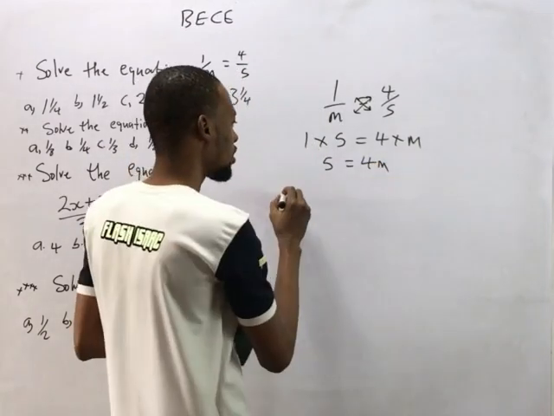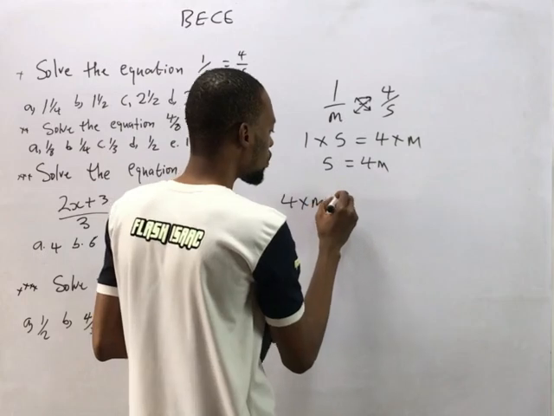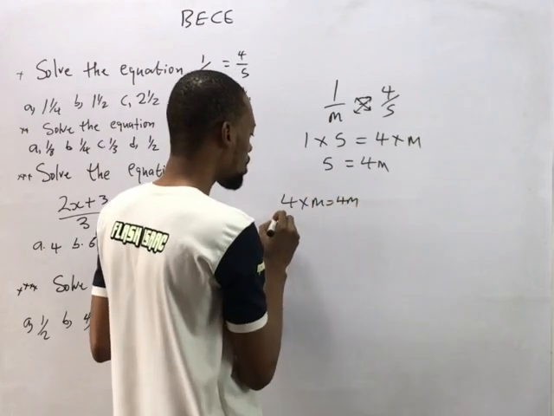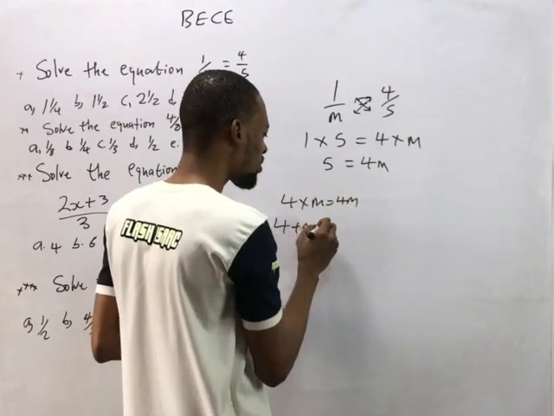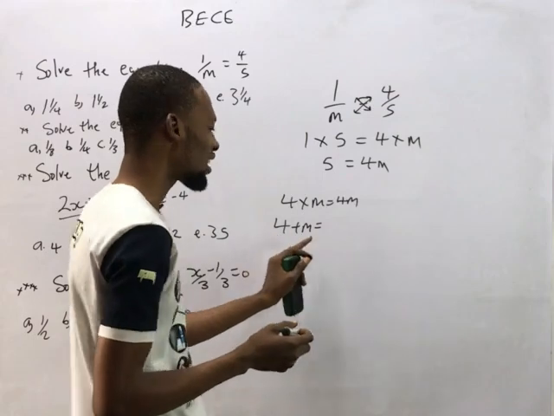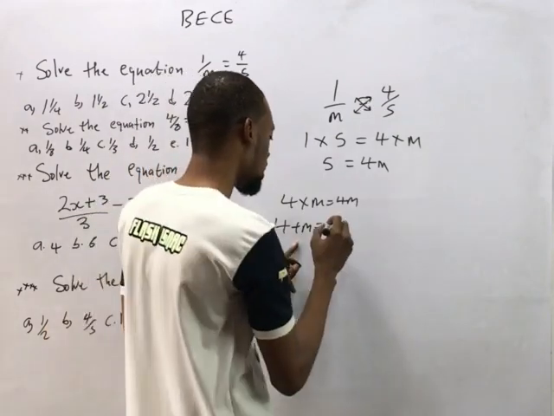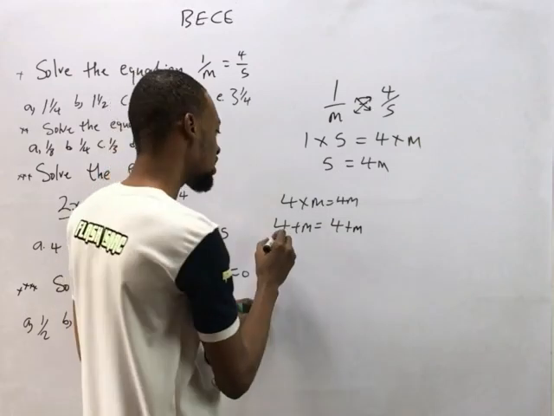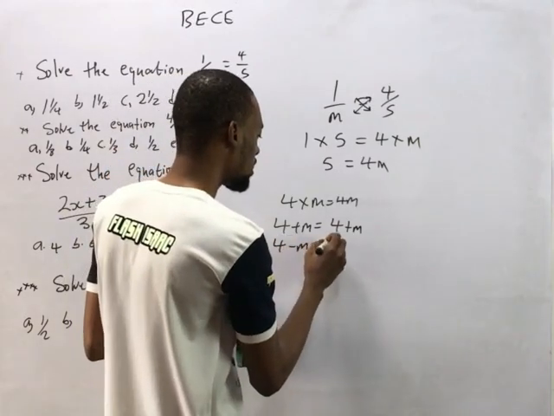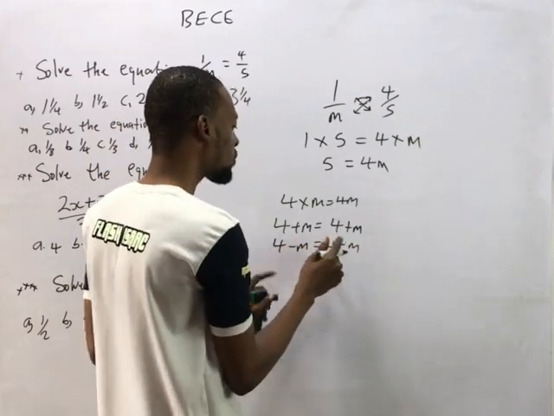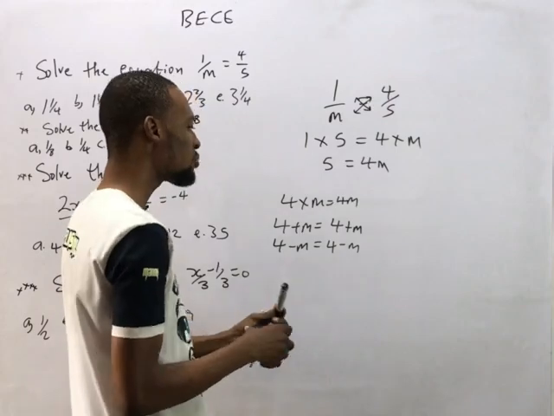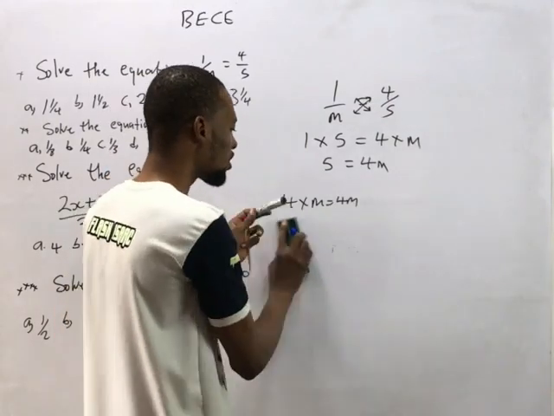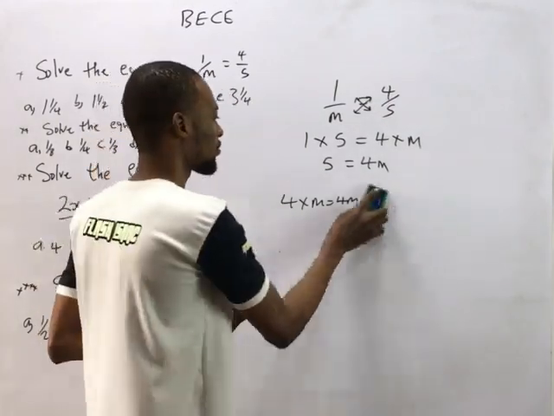Now take a look at this. 4 times m equals 4m. But 4 plus m is not equal to 4m. You can add a letter and a number, so 4 plus m is the same thing as 4 plus m. And 4 minus m is the same thing as 4 minus m. It won't give you a single value. It's only multiplication that will work for numbers and alphabets.